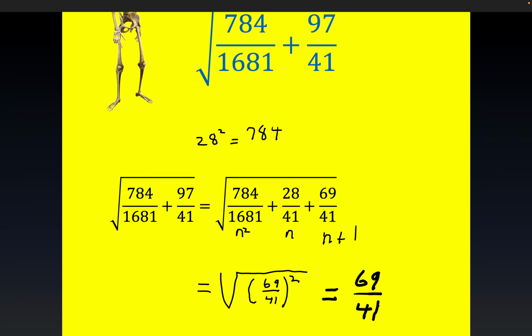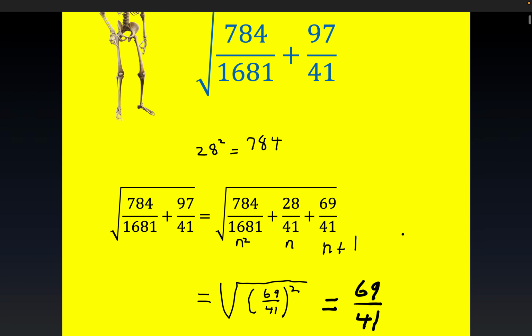But the answer to the question is 69 over 41, and it follows very quickly once you know to split. Now, I admit this part's sort of unmotivated, but I didn't want to do any big computations. I wanted to make it depend on an algebraic identity.